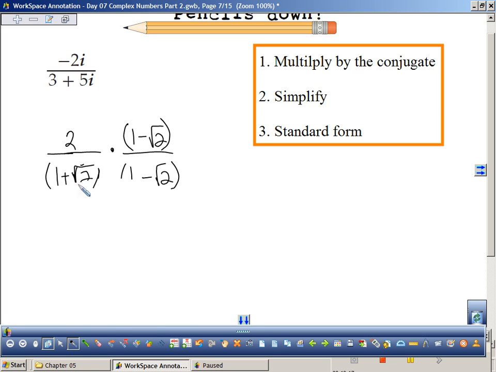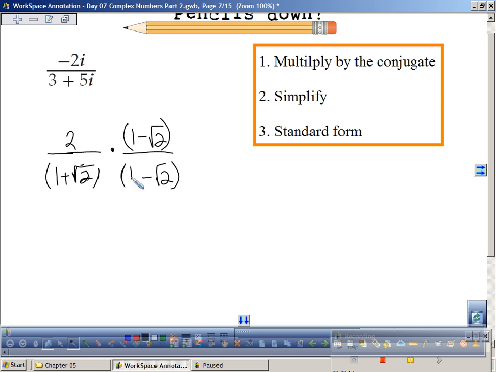Okay, so when I FOIL this, I get 1 times 1, do first, outer, inner, last. 1 times 1 is 1 squared. 1 times negative root 2 is negative root 2. Root 2 times 1 is root 2. And root 2 times negative root 2 is negative root 2 squared. Correct?